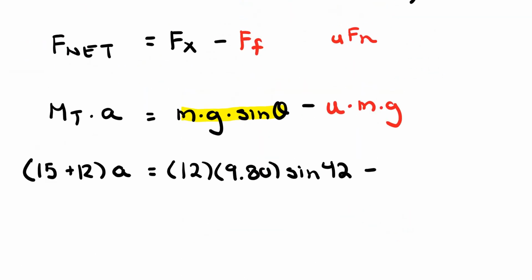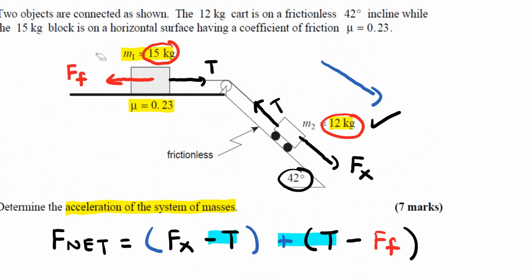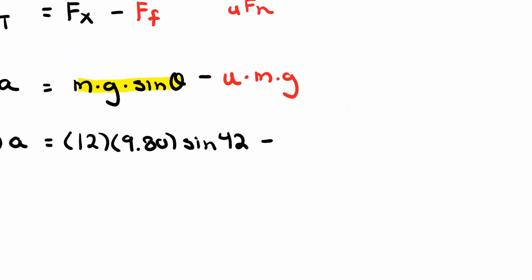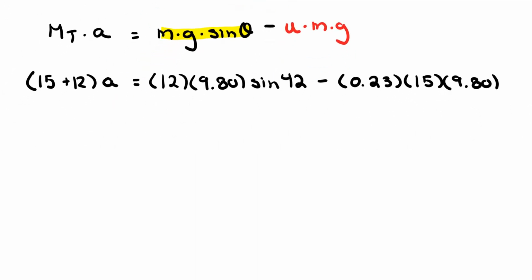minus, and then if we go back to our diagram here, it turns out that this block right here is not on an angle or an incline, it's just on a horizontal surface there, so it's just going to be the 15 kilograms, the coefficient of friction times 9.80. Okay, so the coefficient of friction for this particular problem was 0.23 times the mass, which is 15 times 9.80. And as you can see, we have enough information now to find the acceleration for this particular system here.